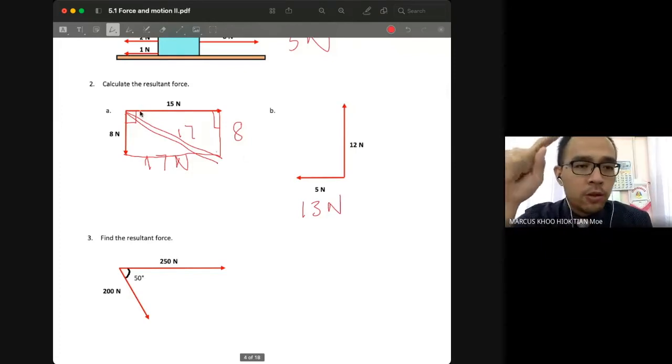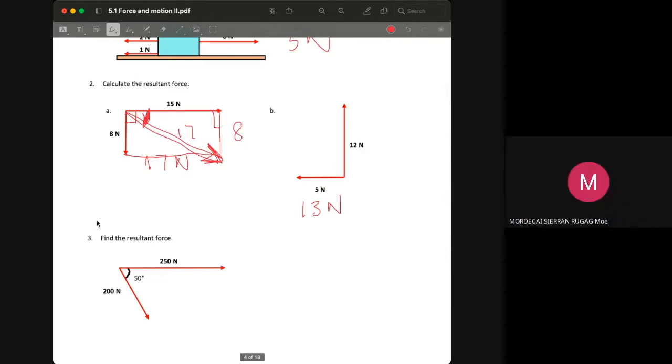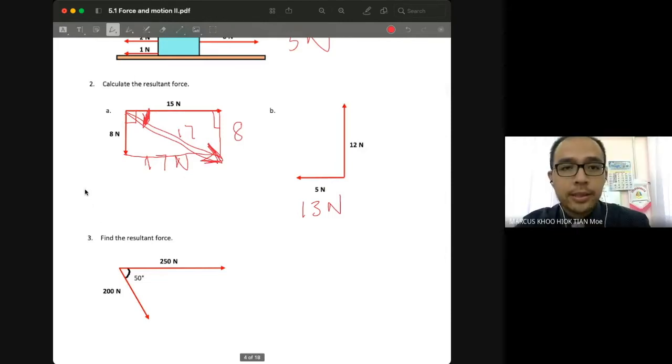Mordecai, can we go back to 2A? What is the direction of this? Did you write the direction? Because the resultant force is here, right? So what is the direction of this? How do we count this direction? More angle, sir? Yeah, more angle.